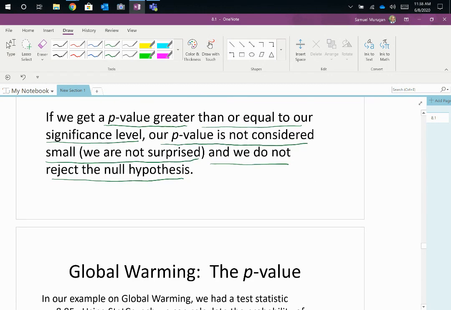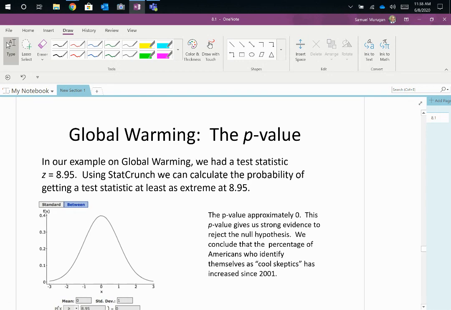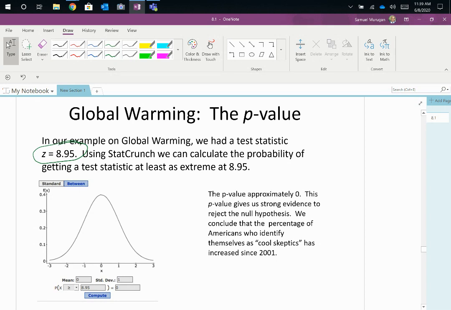So, in this example on global warming, we had a test statistic of z equal to 8.95. And I'm purposely not emphasizing how to compute that z statistic because we're going to use our calculator to do that. Using StatCrunch, we can calculate the probability of a test statistic as extreme as 8.95. The p-value, when we put that into StatCrunch, is equal to 0. This is strong evidence to reject the null hypothesis.